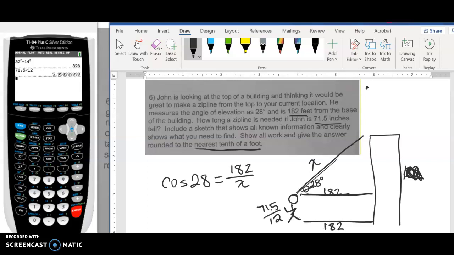You really technically just swap these two. You would times by x, then divide by the cosine of 28. And I'm getting 206.1 feet.